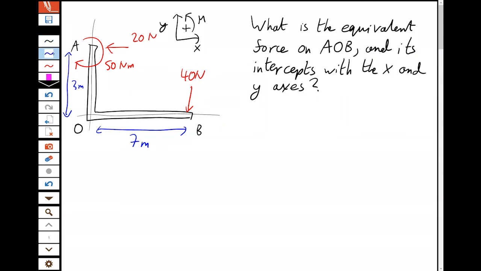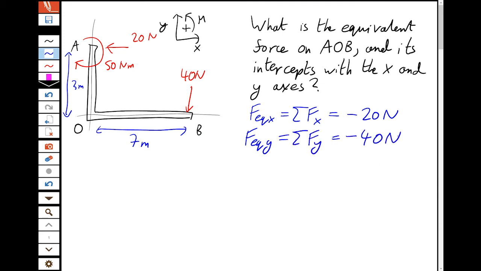So the first step, the equivalent force, x component, is just adding up all the horizontal components, which is minus 20 Newton. Likewise, the equivalent force y component, we just add up all the y components of the force, which is minus 40 Newton. So now we have our equivalent force. If we wanted to draw it, we can see it's minus 20 to the left and minus 40 down, so it's going to be diagonally down and to the left. We could calculate the angle if we wanted to, but we don't need it. We already have the components.